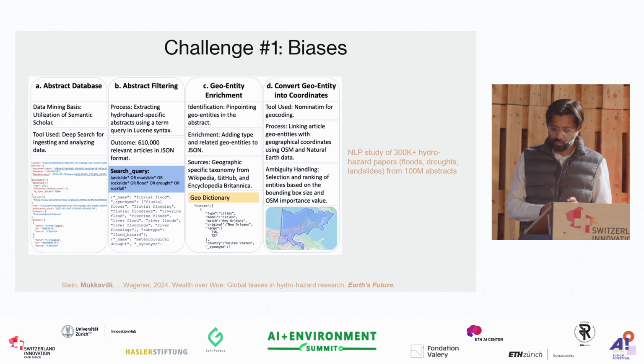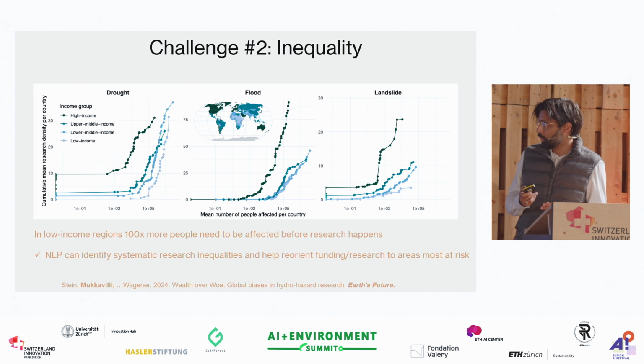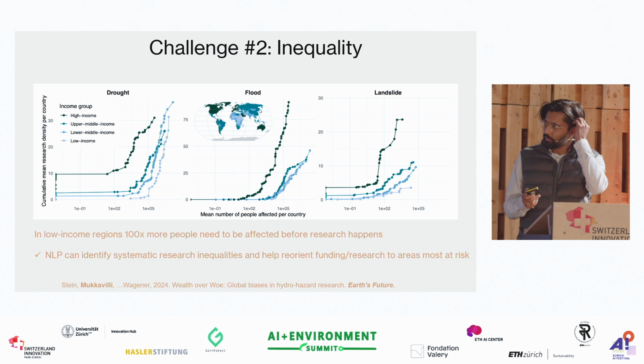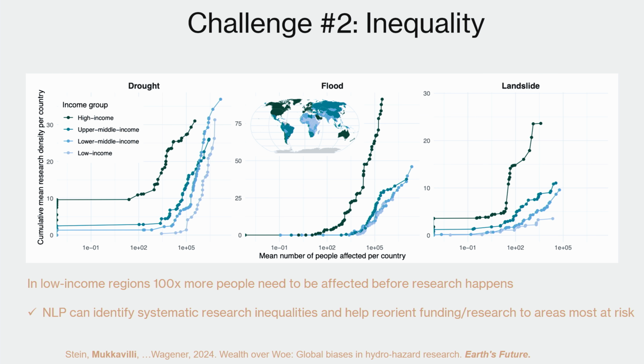So obviously context helps, and LLMs are good at this, and we can resolve it. But what we did find in this work was there was a lot of inequality even within the climate literature or earth science literature itself in their focus. So in low-income regions, 100x more people needed to be affected before research happened.